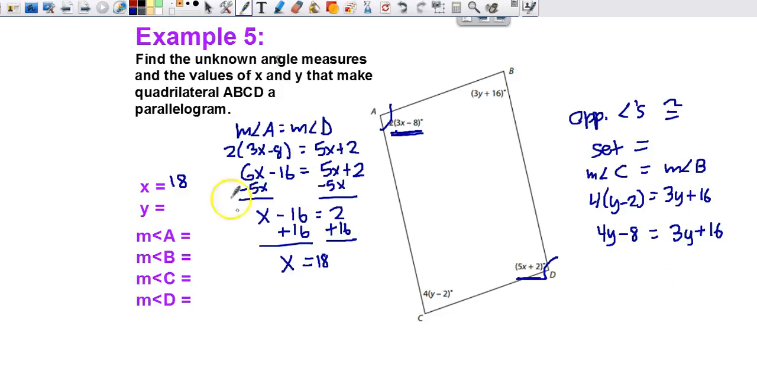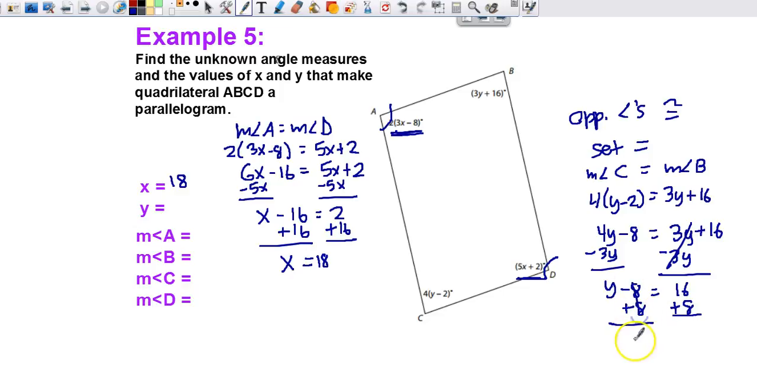So we're going to solve this pretty much in the same fashion as x's. Take away the 3y from both sides. That's going to give you down to y. 16's left over after those cancel. Add the 8. That's going to give you y equals 24. And I'll write that on here to keep track of everything. And then plug in to get your angles.